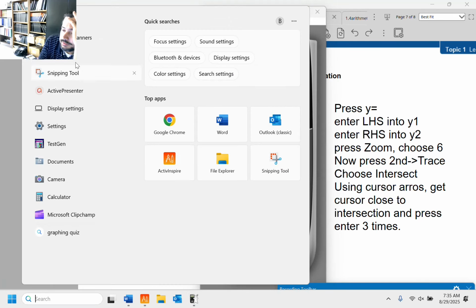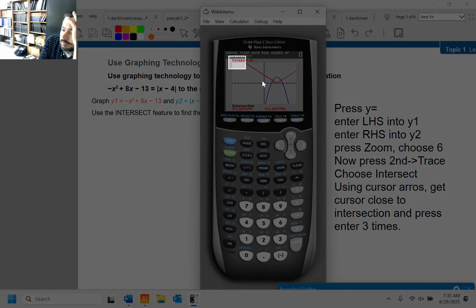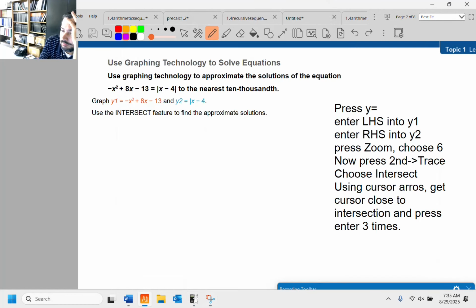Let me just snipe this so I can save it for later. Snip it, snipe it, whatever you like.